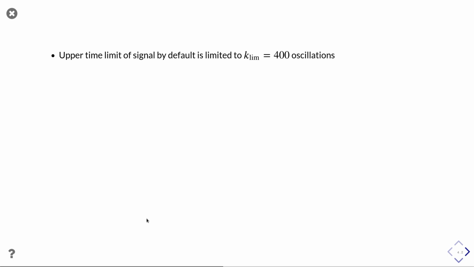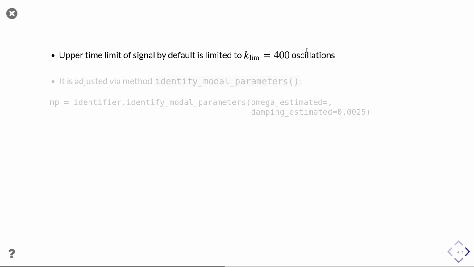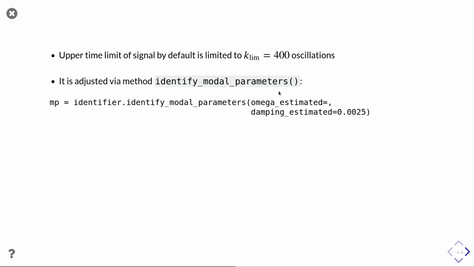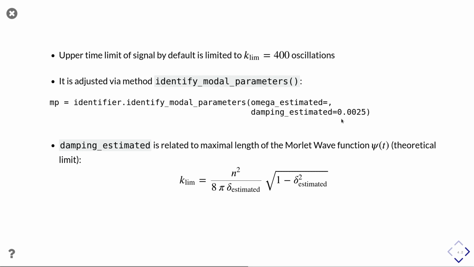The upper limit of the analyzed signal is set to a maximum of 400 oscillations. It can be adjusted via the wrapper method through the damping estimated parameter, which is set by default to 0.25%, which results in a maximum of 400 oscillations. Damping estimated is related to the number of oscillations via this expression. It defines the maximum theoretical length of the Morlet wave function for the selected damping ratio.